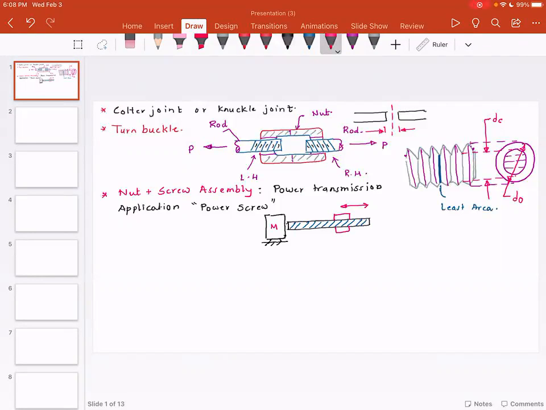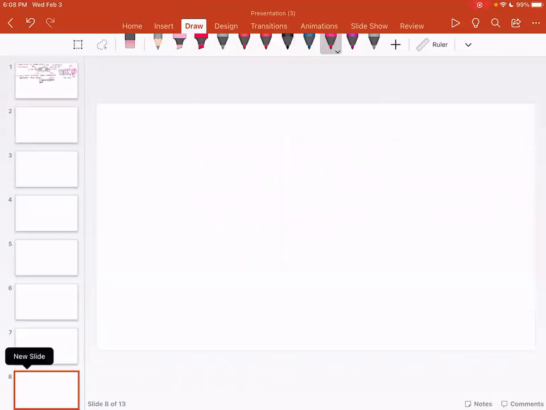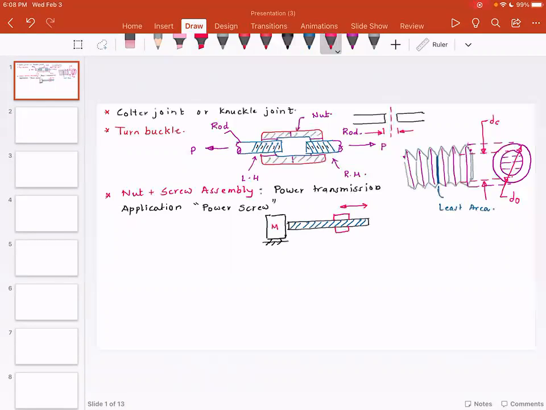You can have a vertical assembly. So rather than horizontal assembly, you could have a vertical assembly, and up and down motion of the nut can be controlled by the motion of the motor. So this is called as the lead screw.